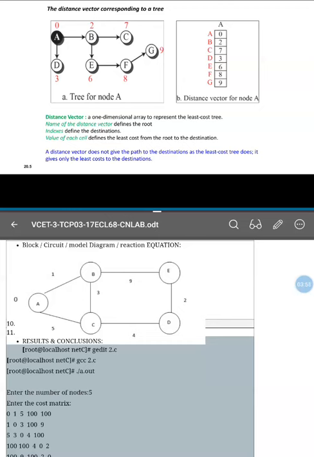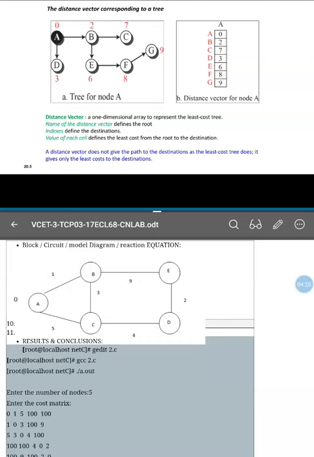From A to A, it is 0. A to B, A to C, A to D, A to E, A to F, A to G. All the distances are calculated. So this is the distance vector which is obtained at the end after we apply the algorithm. And this is by considering the Bellman-Ford algorithm also.